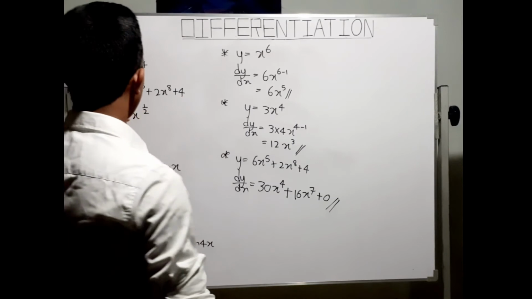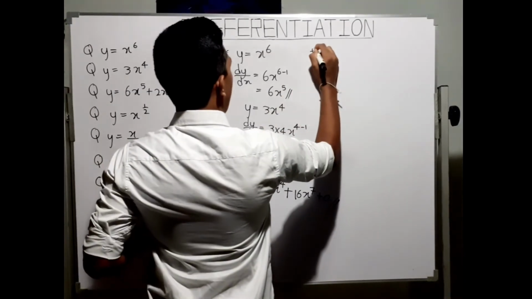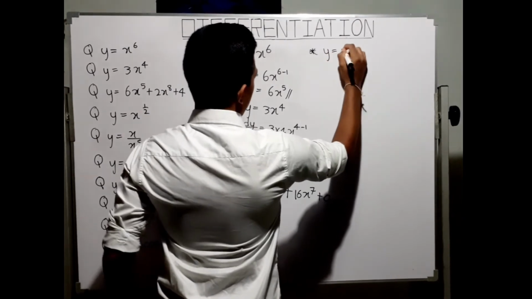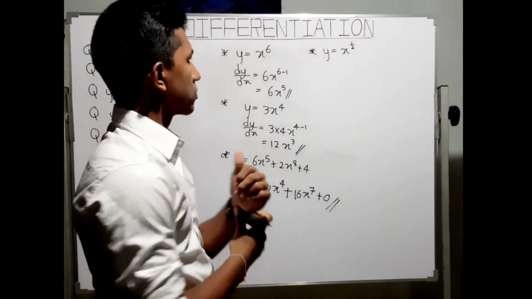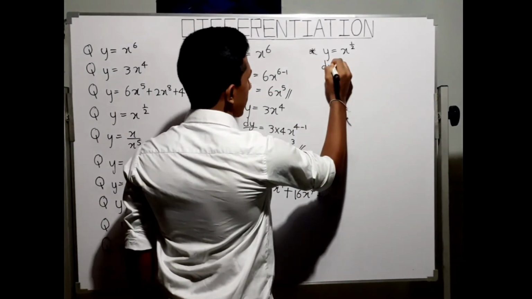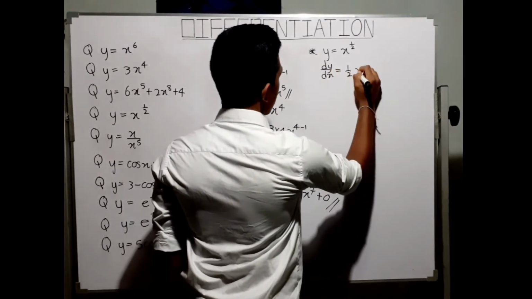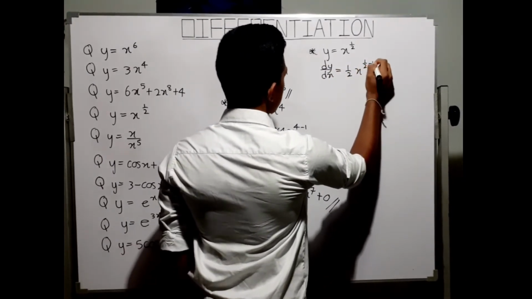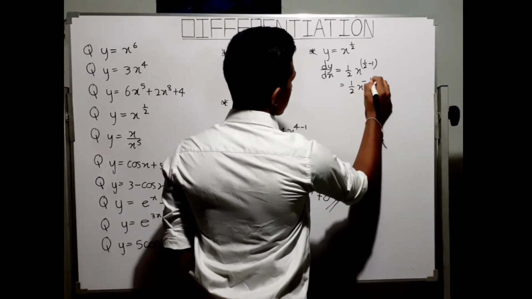So we looked at 3 questions now. Now we'll be moving into this question. y is equal to x to the power half. Now a bit more tricky. Same procedure as all before. We're going to bring half to the front, then x to the power half minus 1. So this is going to be half x to the power minus half.